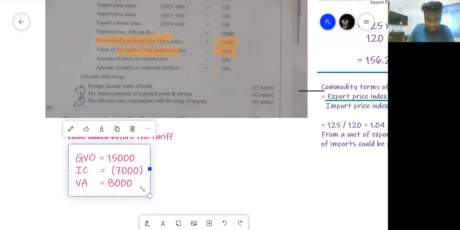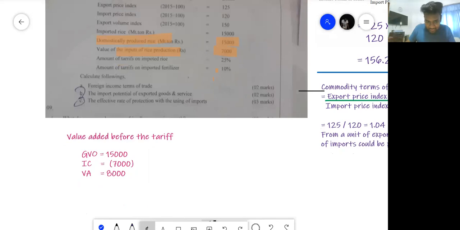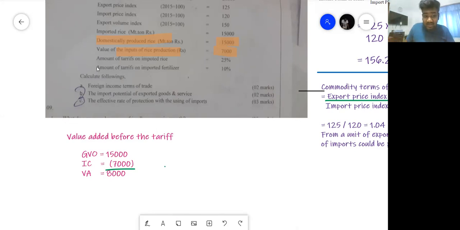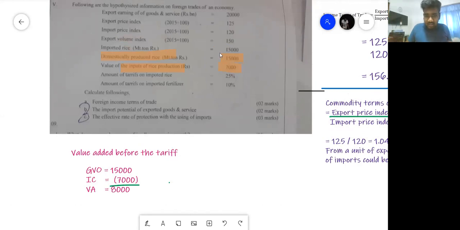Now this is the confusing part. The value added before is a very easy calculation, guys. Now, if you look at the value added after, it's a good question, because there are tariffs on the rice and there are tariffs on the fertilizer also. Look very carefully, guys. Now, how much is the imported rice? That is also 15,000. Our local rice is also 15,000.